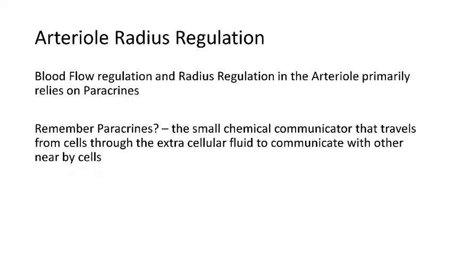And what we do to do this locally is we use paracrines. Remember paracrines? We said that they were a small chemical communicator that travels from cell to cell within the extracellular fluid. It doesn't go through the blood. It's not a neurotransmitter. It's cell here talking to cell there. It's through the ECF, and we're going to communicate with these nearby cells. And this is how we regulate blood flow in arterioles.